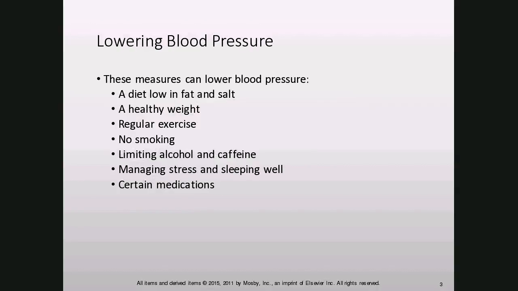As far as lowering blood pressure, their diet should be low in fat and salt, and they should maintain a healthy weight. So if they're overweight or obese, regular exercise to reduce that weight, no smoking, limiting alcohol and caffeine, managing stress, sleeping well, and certain medications can help as well. So basically a lot of lifestyle changes more than anything else.